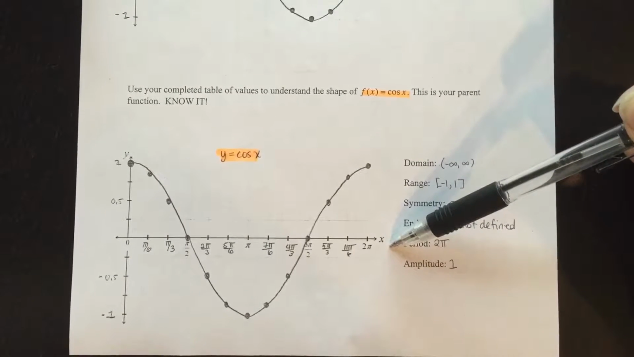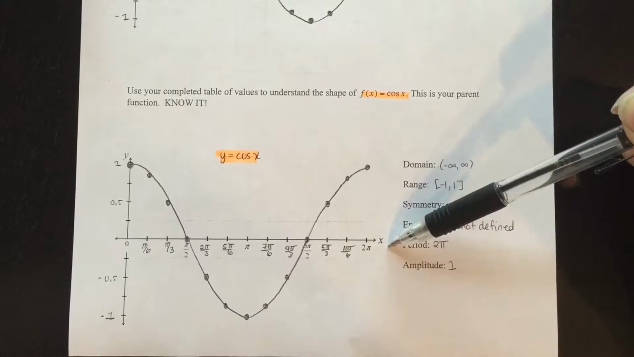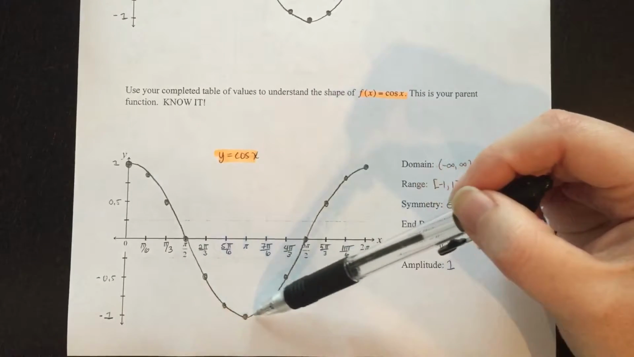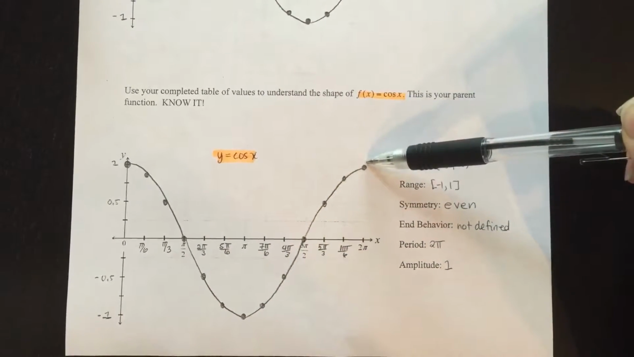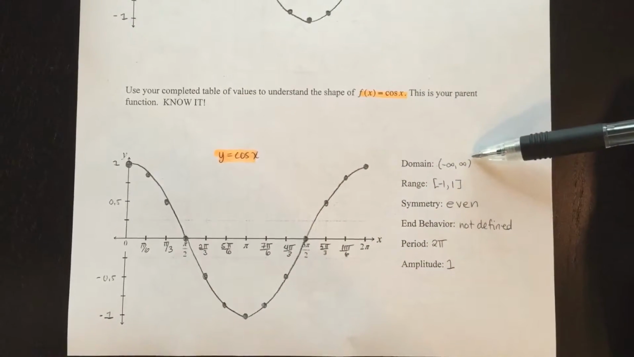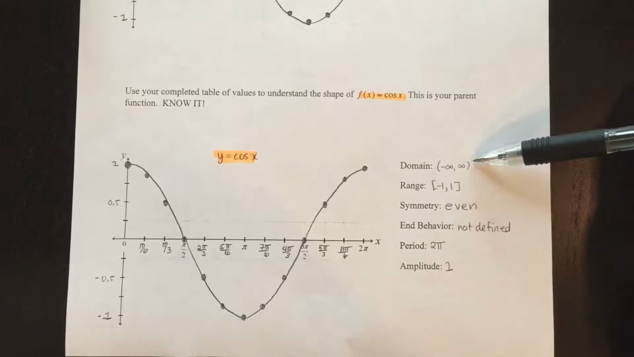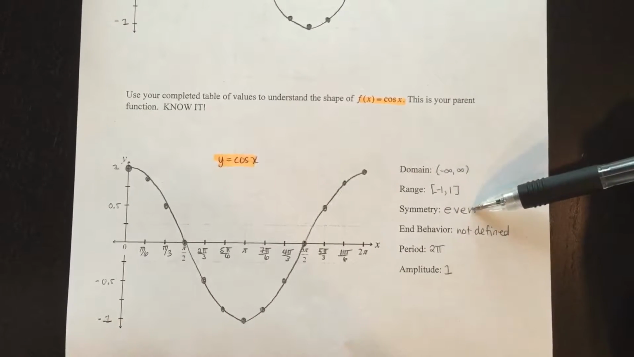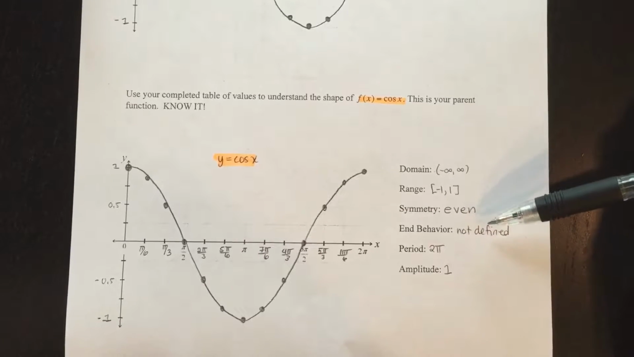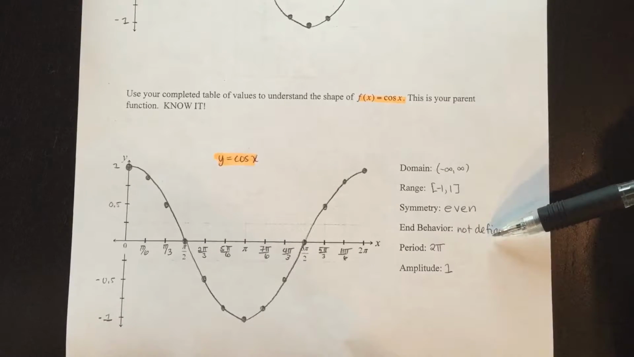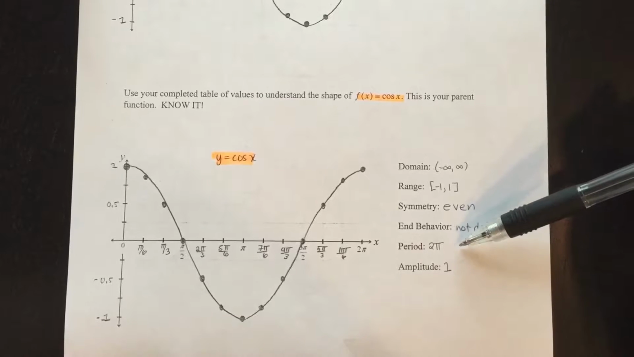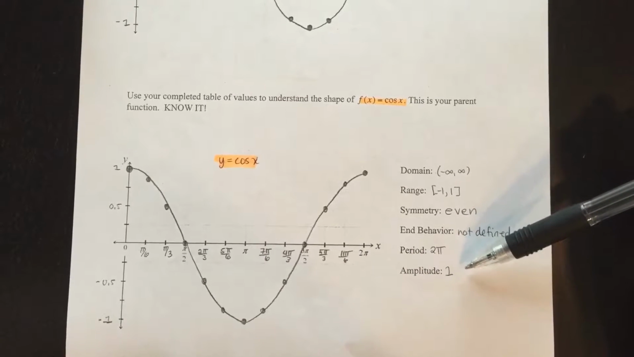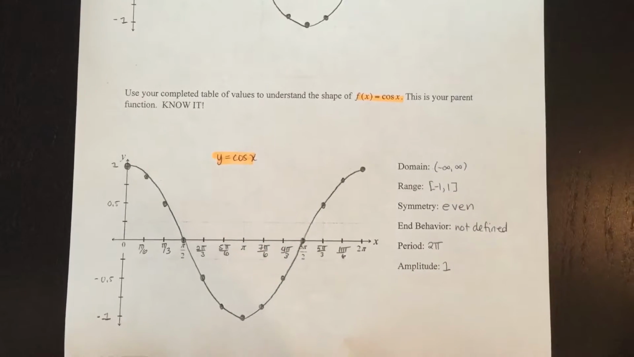And then I used the cosine values of each angle to plot the points to create a similar curve for cosine x. Cosine x has the same domain, -infinity to infinity. Its range is also bounded by the same values. However, it has even symmetry. There's no end behavior for the same reason as sine. It has the same period. It takes 2 pi to complete one wave, and it has the same height and amplitude of 1.